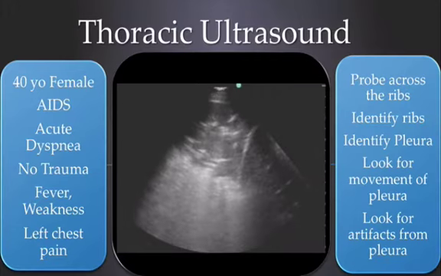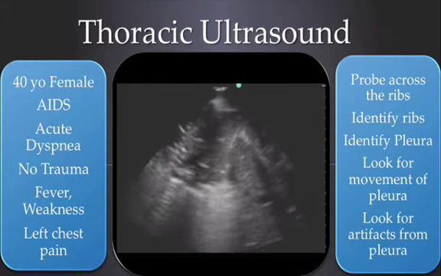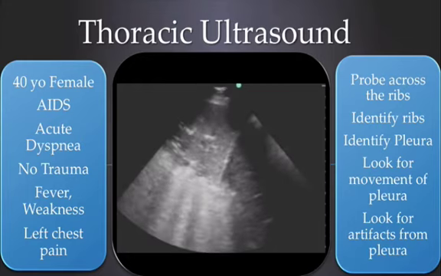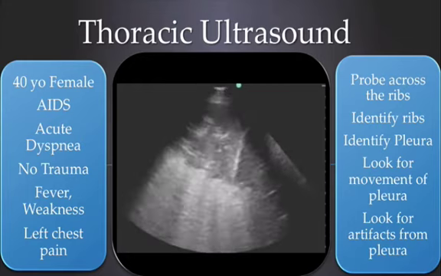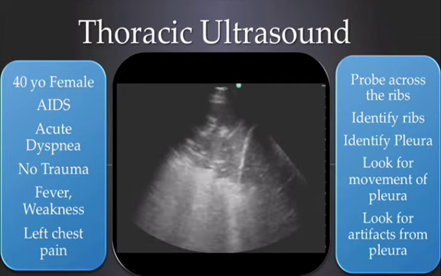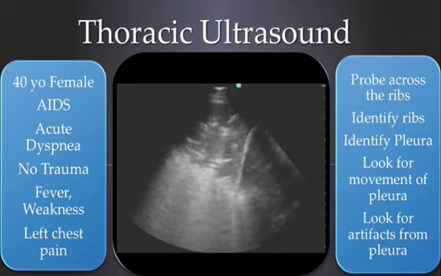So let's go to another case. We have a 40-year-old female comes in. She has a history of AIDS. She has acute shortness of breath, no history of trauma. She has fever, weakness, and left-sided chest pain. So let's use our protocol.